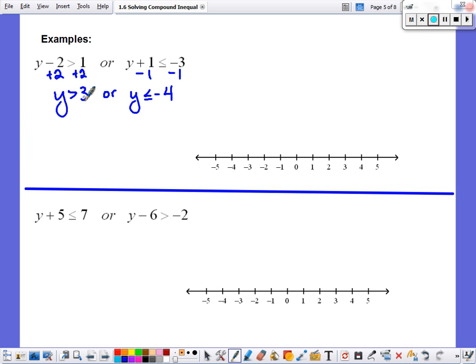Now I'm going to graph each one separately. So y is greater than 3. It's going to be open, greater meaning to the right. y is less than or equal to -4. There's my closed. And it's less than, oh, there's your typical.